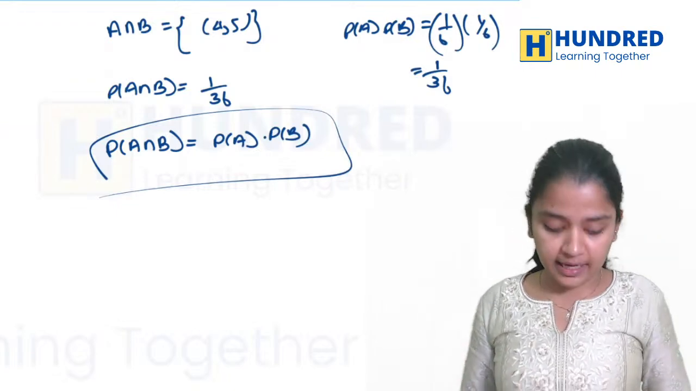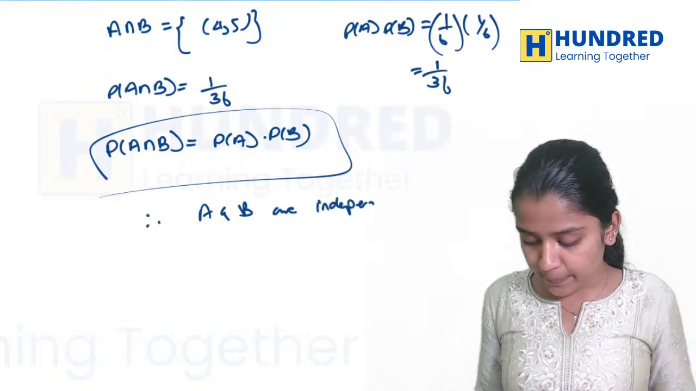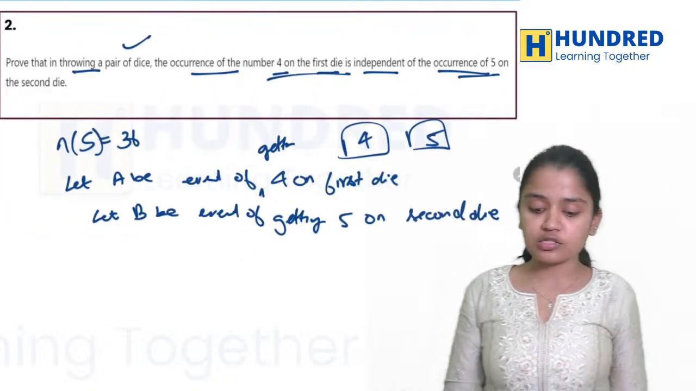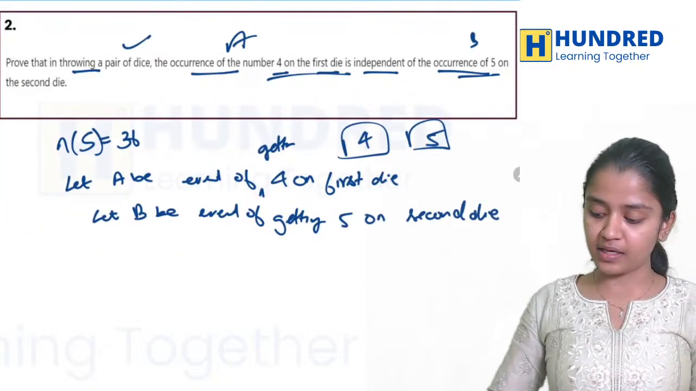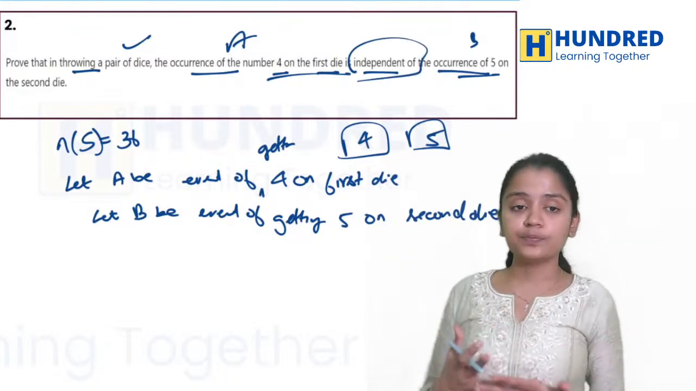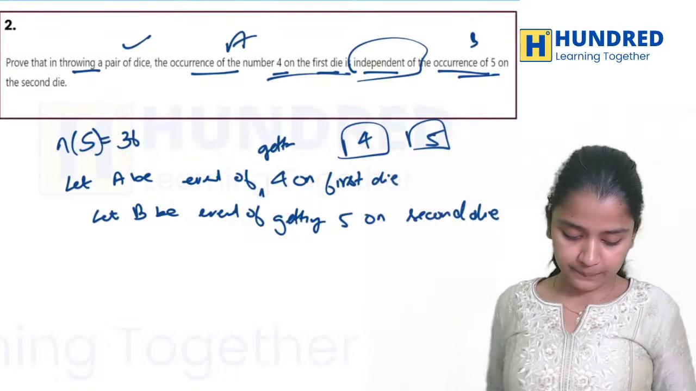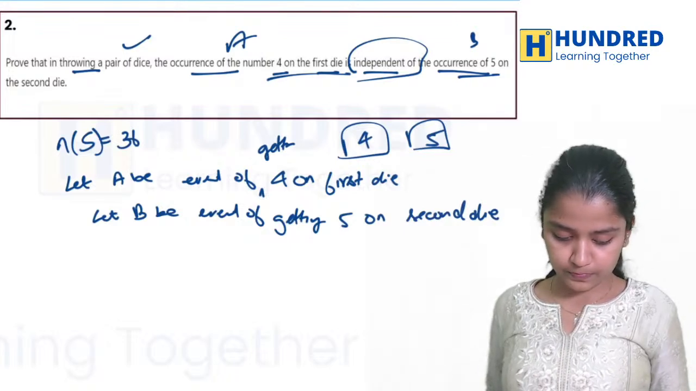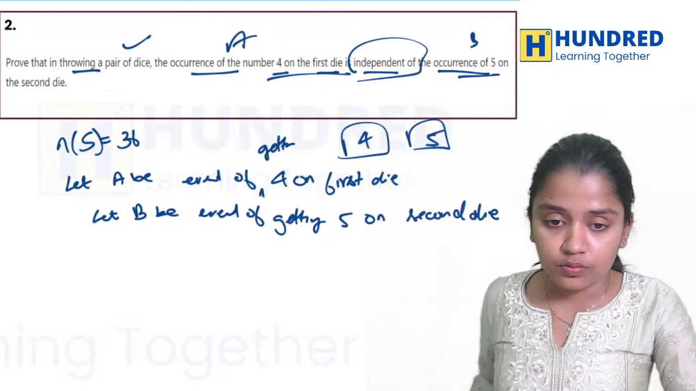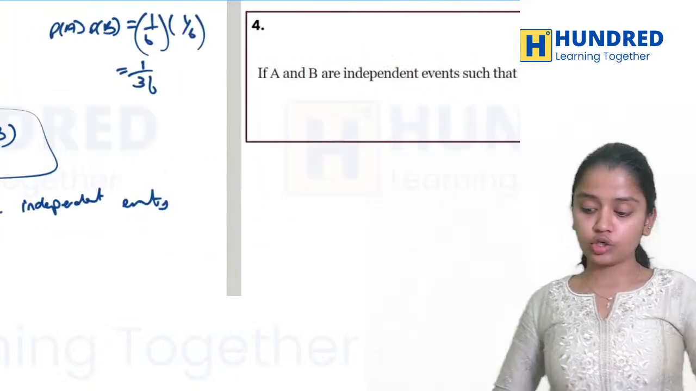So what can I say? Therefore, A and B are independent events. So that is what we were asked to prove. This is my A and B. A event and B event are independent, that is what we were asked to prove. So that is what we proved. Are you clear? Yes or no? Okay. So you're clear. Now let's go to the next one.